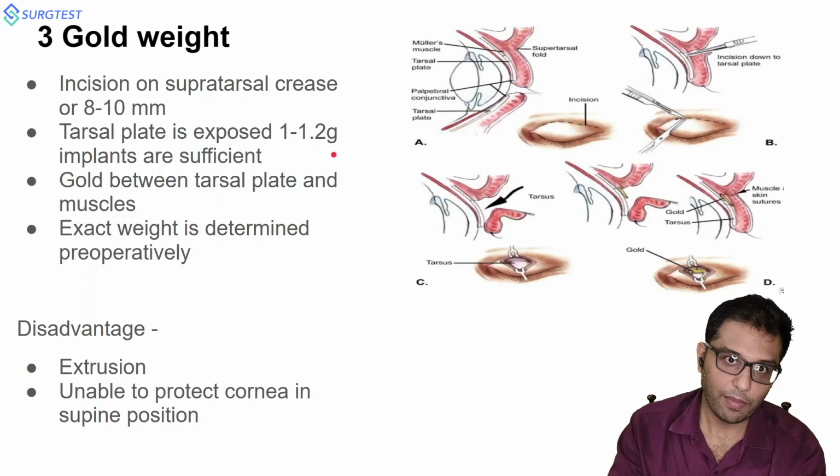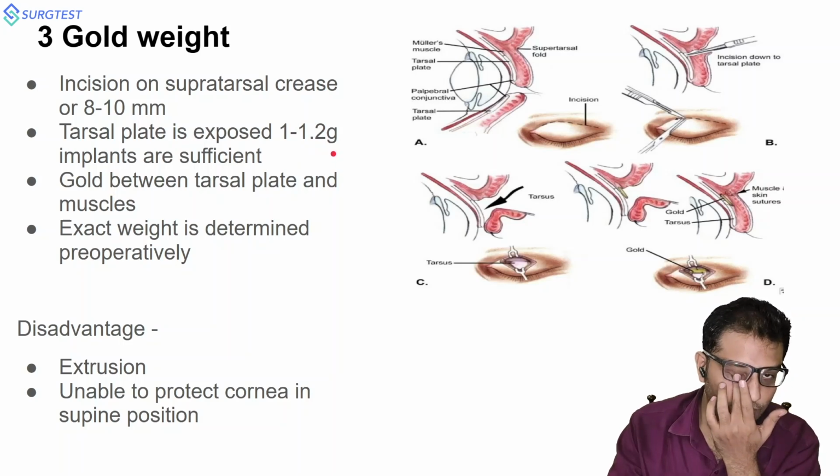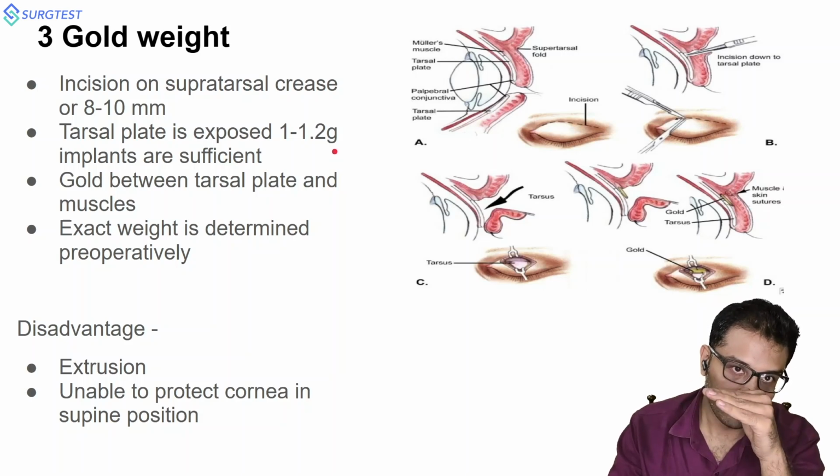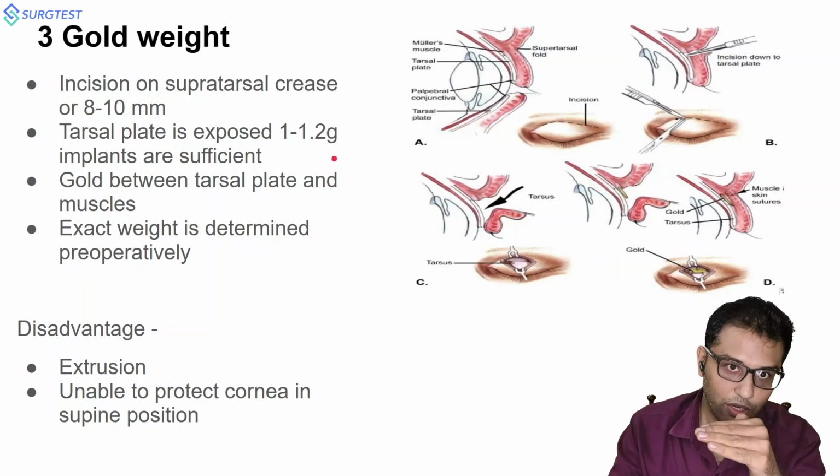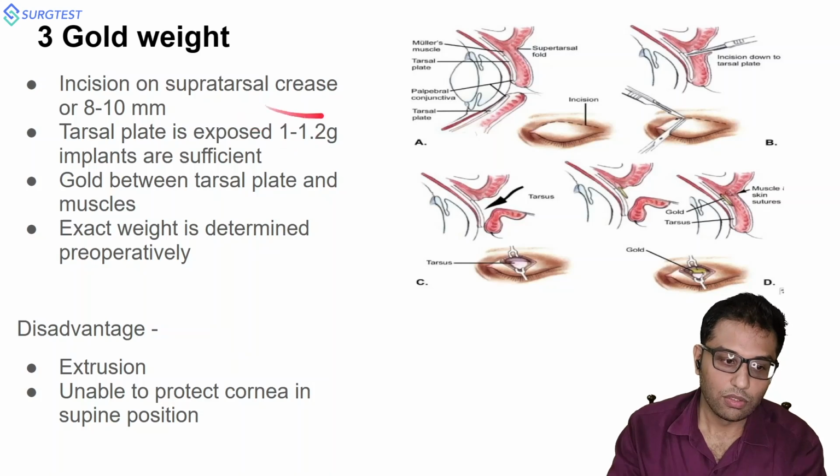And third is gold weight implants, where we put gold weights above the tarsal muscle, so that at night when the patient is sleeping, the eye is not open, and with the weight of the gold, the eye falls down and there is no exposure keratitis. So here an 8 to 10 mm incision is given in the supratarsal crease, and the tarsal plate is exposed, and 1 to 1.2 gram of gold implant is inserted between the tarsal plate and the muscle. The exact weight is determined preoperatively, and then it is put.